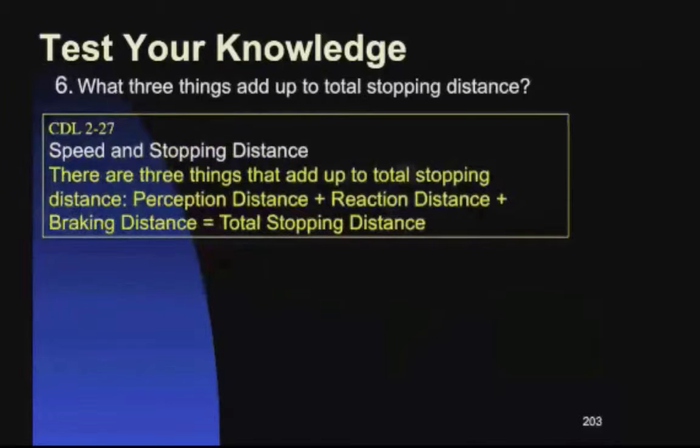Question 6. What three things add up to total stopping distance? There are three things that add up to total stopping distance: perception distance plus reaction distance plus braking distance equals total stopping distance.